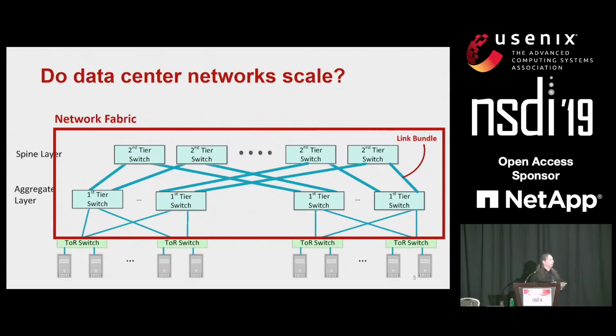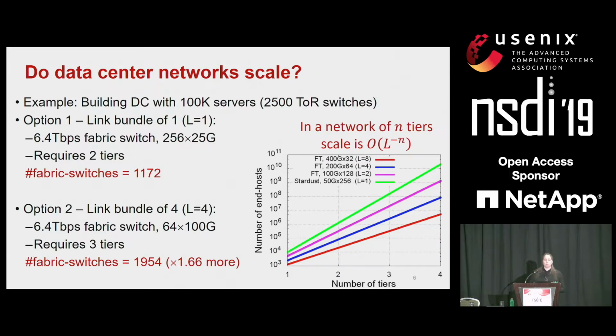So how does the data center network scale? Let's look at an example of building a data center with 100,000 servers. If I assume that I have 40 servers in each rack, I'll need 2,500 top-of-rack switches. So if I'm using 6.4 terabit switches within this network, I can use 256 ports of 25 gig per switch. And then I'll need 2 tiers in the network and about 1,200 fabric switches. But if I decide to use 100 gig ports, I'll need 3 tiers within the network. And I'll need 66% more switches.